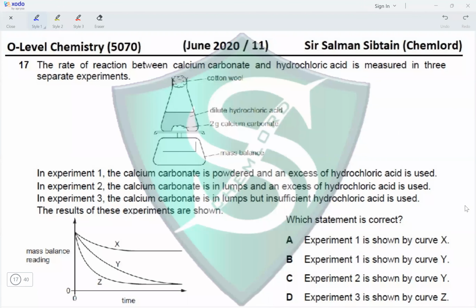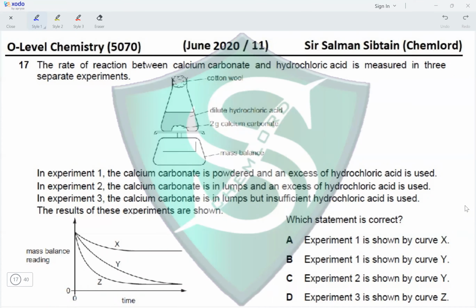Question 17. The rate of reaction between calcium carbonate and hydrochloric acid is measured in three separate experiments. The experiment has a weighing balance over which a conical flask is kept, and the loss of CO2 is measured in the form of decrease in mass. In experiment 1, the calcium carbonate is powdered and an excess of hydrochloric acid is used. All of the calcium carbonate will be used up.